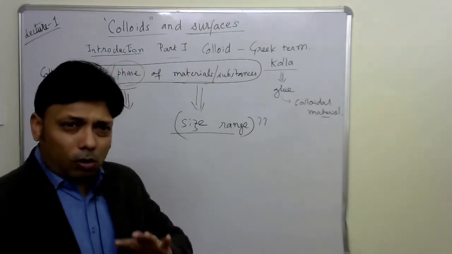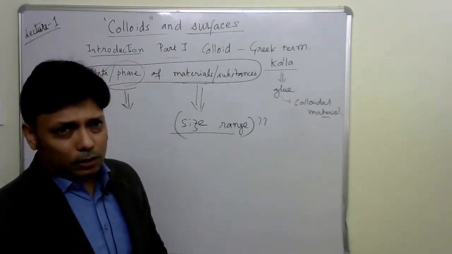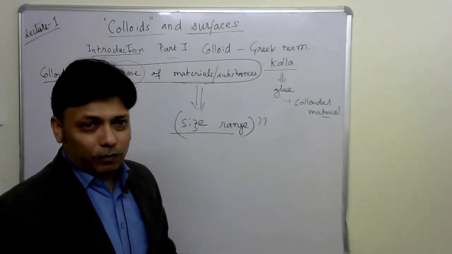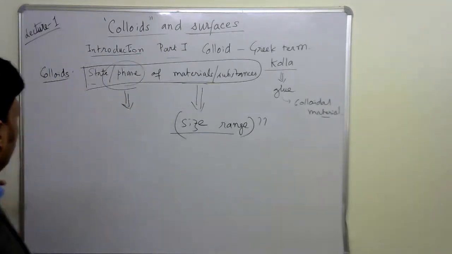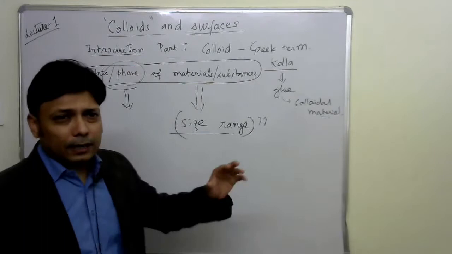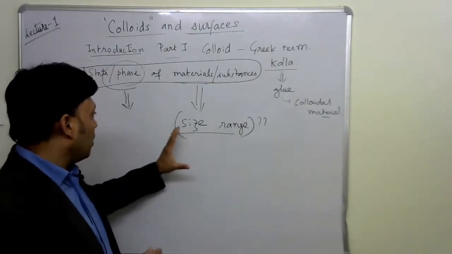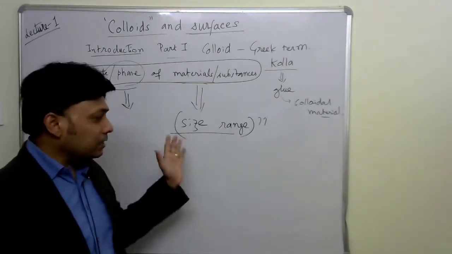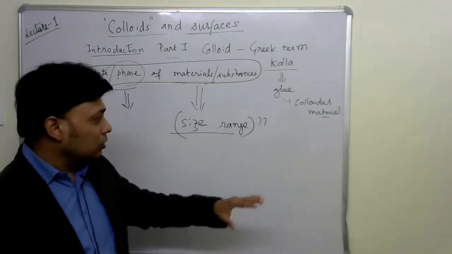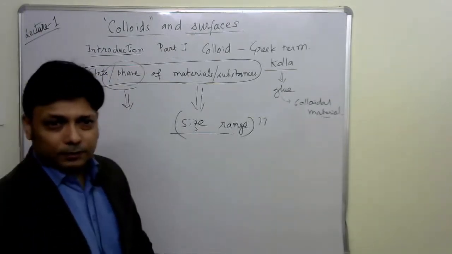The question is, can all materials, even bulk materials or single molecules, form a colloidal state? That is what we are going to find out. So we begin with a comparative scale in our mind, a comparative scale of understanding the size ranges of different materials. Since we are chemists, we will start from the molecules and go towards the bulk end.